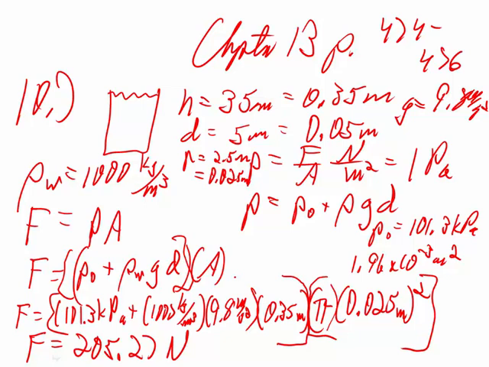Yeah, this calculation right here comes out to be 3430 Pa. So you add those two together, and when you add those two together, then you multiply it times your area. Okay, so be careful on your calculations there. All right, that's number 10.